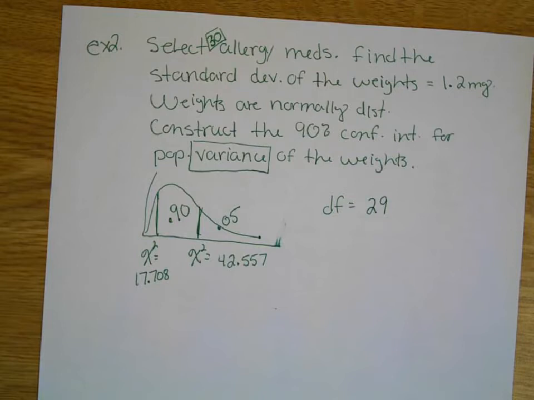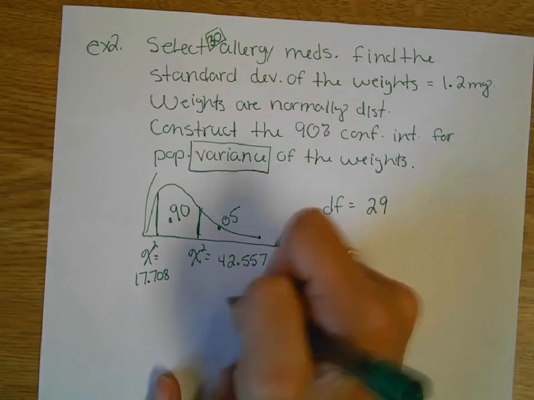Hey, any problems finding those two values? Everybody's good? James, you good at finding those two values? I'm sorry, I was just thinking about something. Okay, so now we're ready for the variance interval.